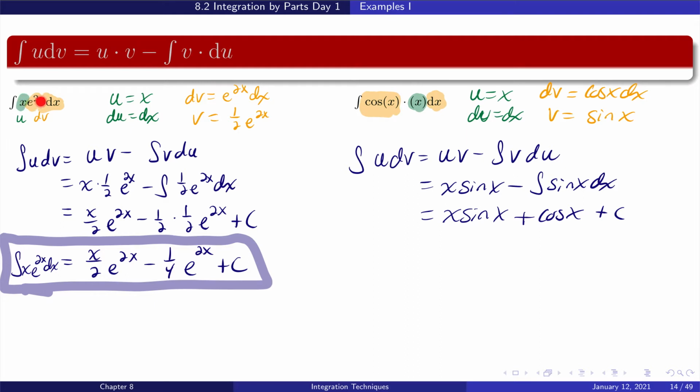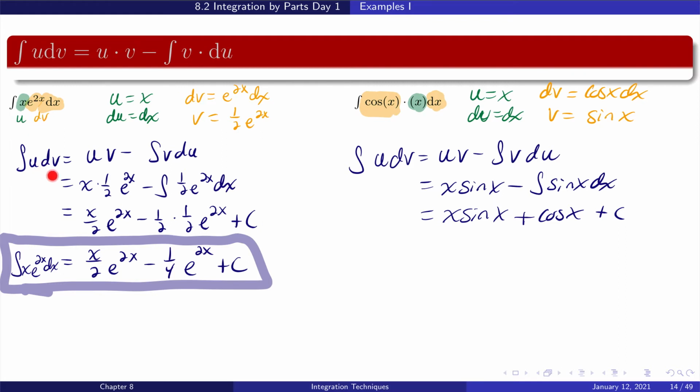Well, if you see two functions, it's probably a good candidate for integration by parts. I'm going to call this x the u function. I'm going to call e to the 2x dx the dv function. And you'll see that u needs its derivative, du. The derivative of x is just 1, so du equals dx. And the dv section needs the antiderivative so that we can find v. So if dv is e to the 2x dx, the antiderivative is 1/2 e to the 2x. And what you should do is double check by taking the derivative of this and making sure that you get that. So now that we have these four things, we can substitute them into the formula.